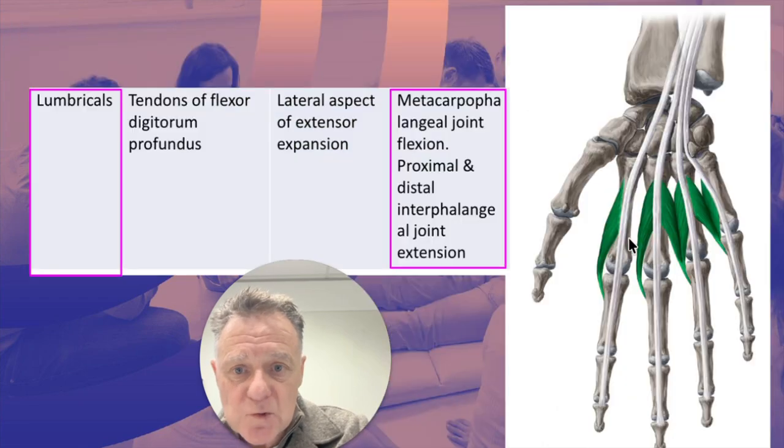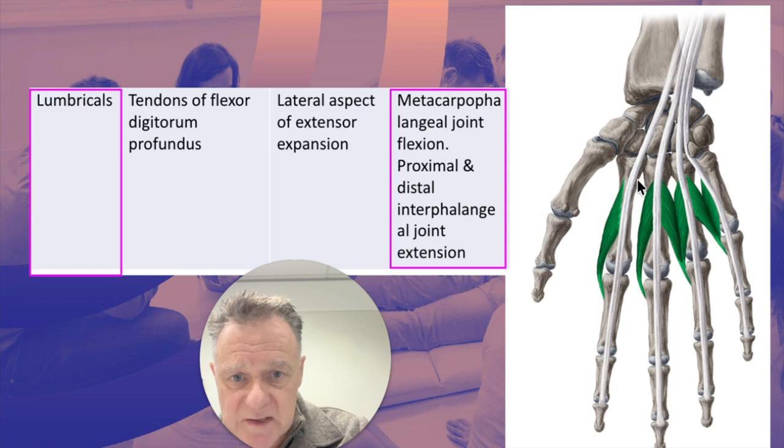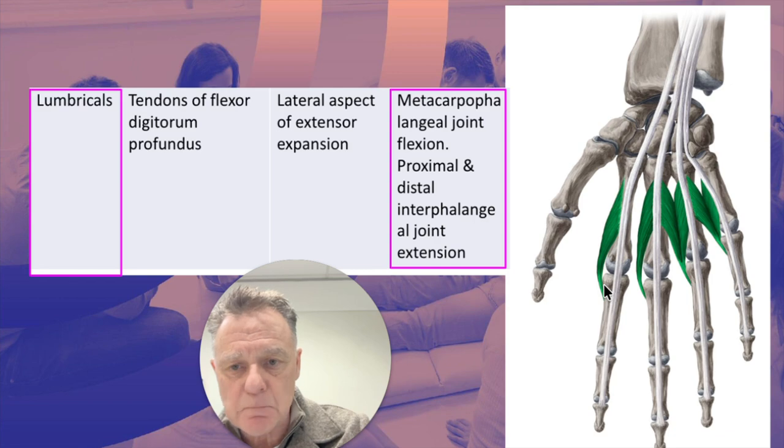The lumbricals are intrinsic, so start in the hand and finish in the hand. They start from the tendon of the flexor digitorum profundus. So it actually attaches into the tendon of another muscle, digitorum profundus, and goes into the lateral aspect of the extensor expansion. So it also starts mid-shaft and then attaches posteriorly.